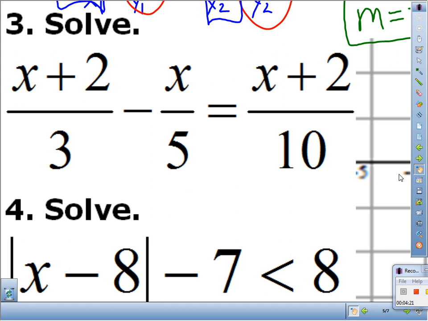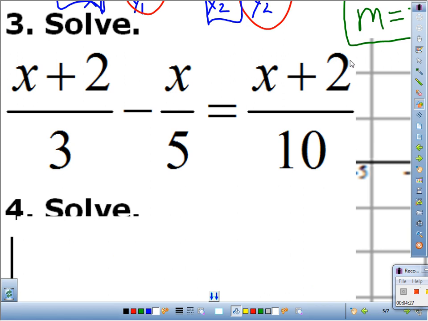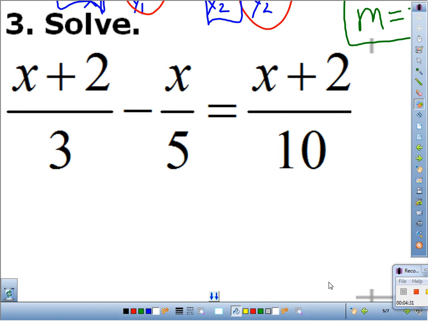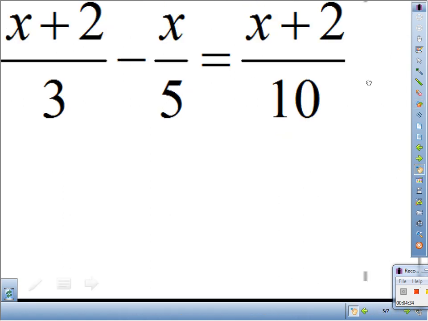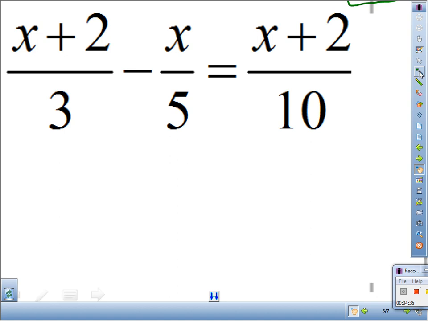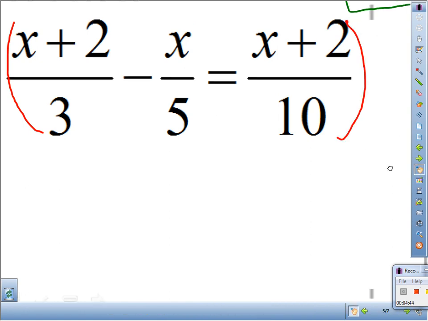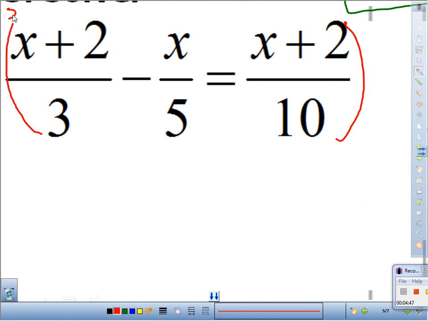Here we go. Number 3, let me make some space here. It says solve. So we have fractions all over the place, which means I need to multiply the entire equation times a common denominator. What's a common denominator for these? 30. Yeah, because 5 can become a 10. So for these two, it's 10. But between 3 and 10, then that's 3 times 10 is 30.